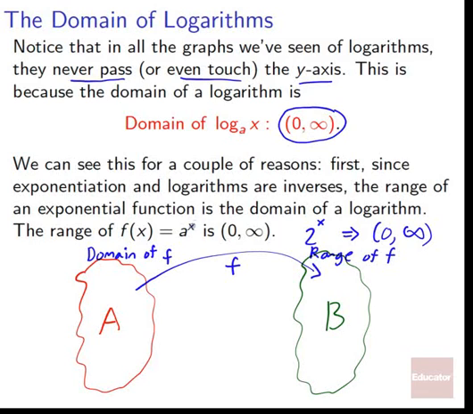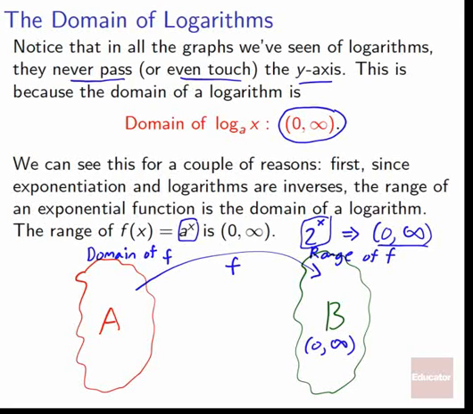So for the example a to the x, or 2 to the x as a specific example, the domain is anything. It can take in any number at all, negative infinity to positive infinity, any real number whatsoever, but it's only going to be able to spit out numbers from 0 to infinity. So in this case, its range is 0 to infinity.